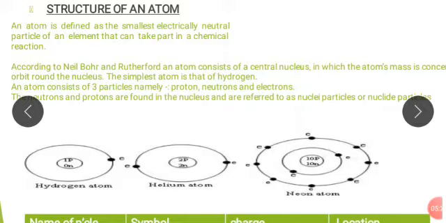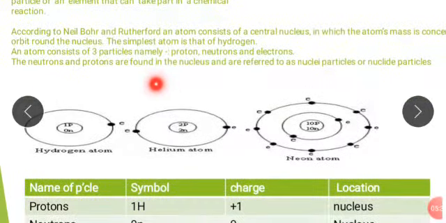Now, the protons and neutrons are found in the nucleus of an atom, and they are referred to as nuclei particles or nuclide particles, whereas the electrons are found outside the nucleus, in the shells. Now we have some examples of atoms here.